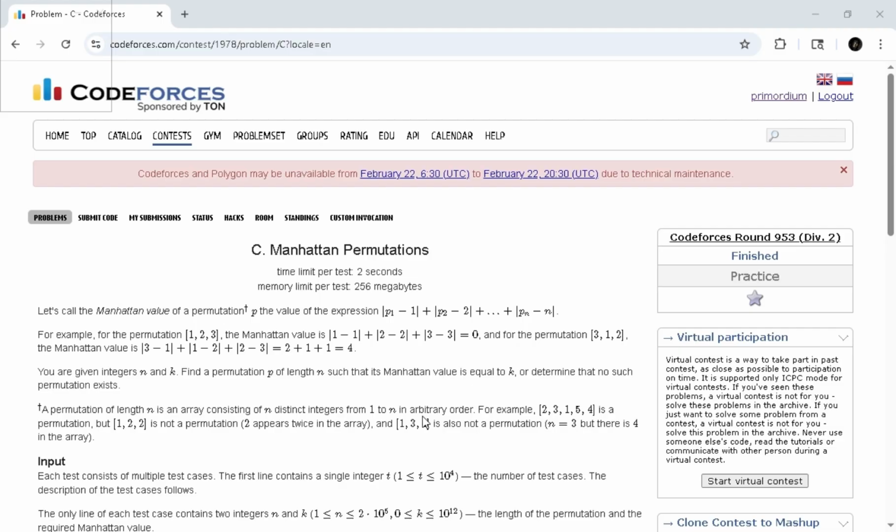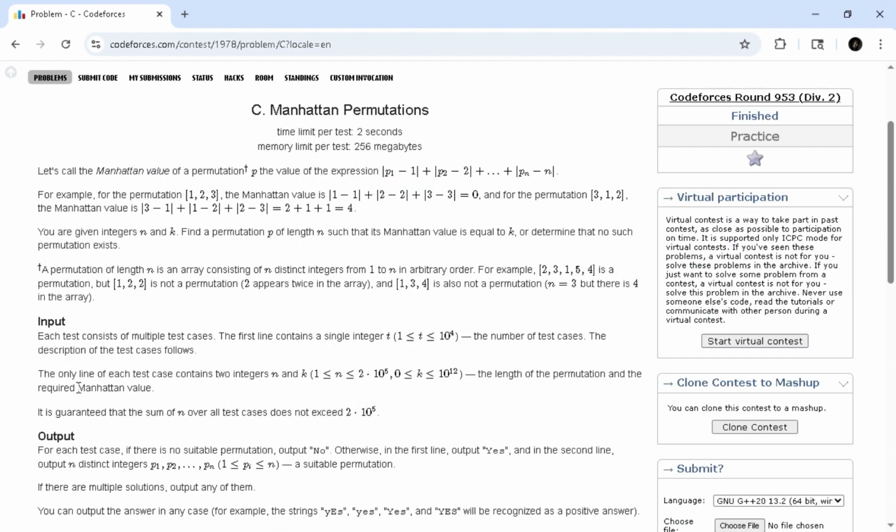Today we're going to be solving this interesting problem from Codeforces called Manhattan Permutations. So what is a Manhattan permutation? The Manhattan value of a permutation is the value of this expression. The problem gives us k and n, and we need to find a permutation of length n such that its Manhattan value equals k.